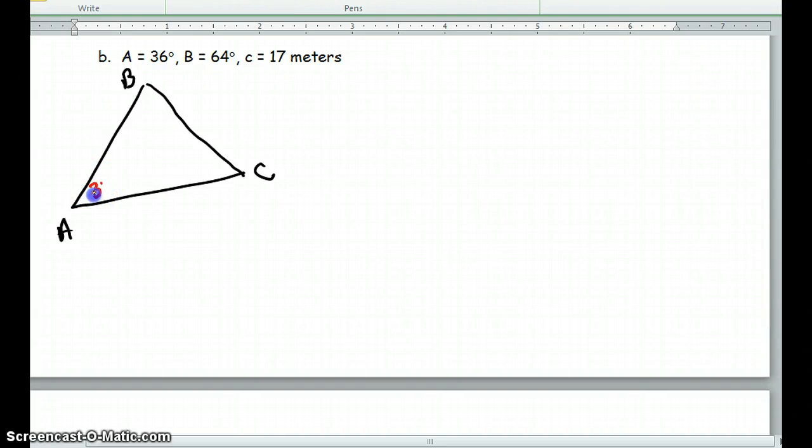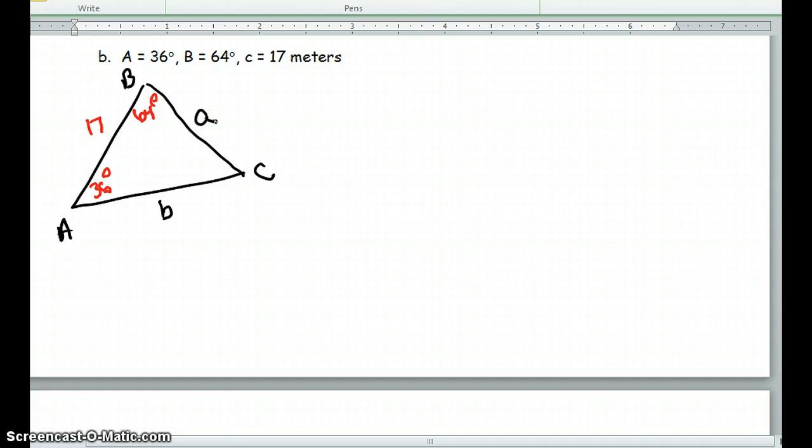A is 36 degrees, B is 64 degrees, and we know C, which goes here, is 17. We know lowercase b is here and lowercase a is here. Now, what type of triangle do we have here? Actually, let me change these so I'm consistent. This is not what was given. We're looking for it. Not a big deal, but anyway.